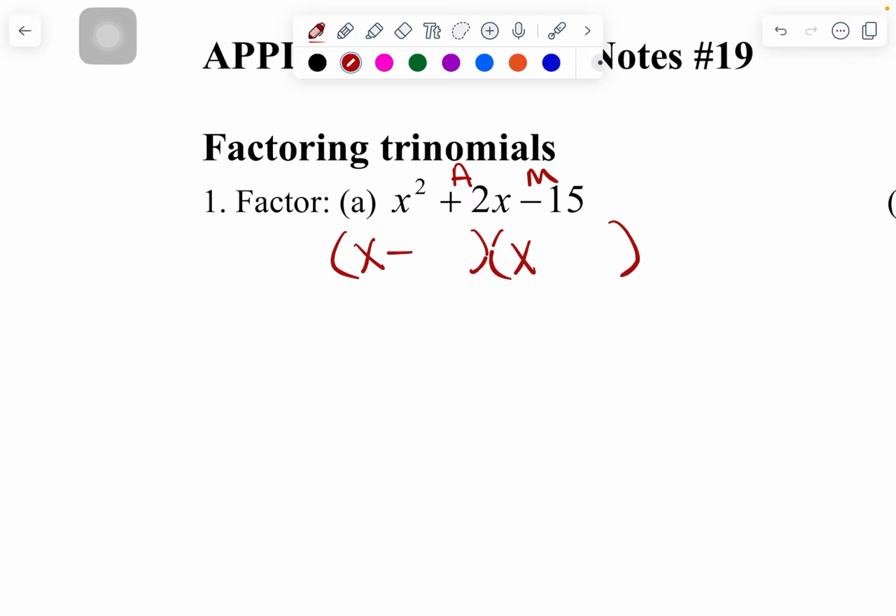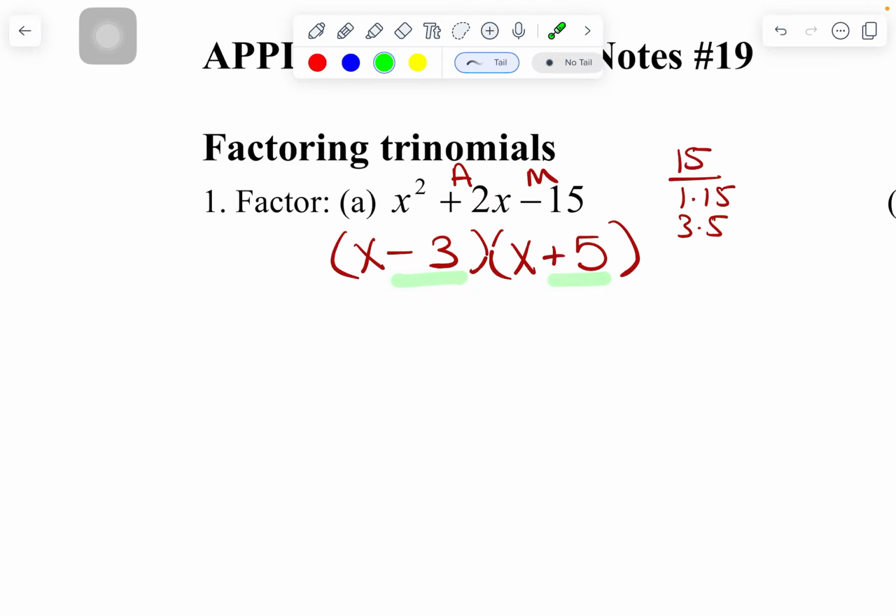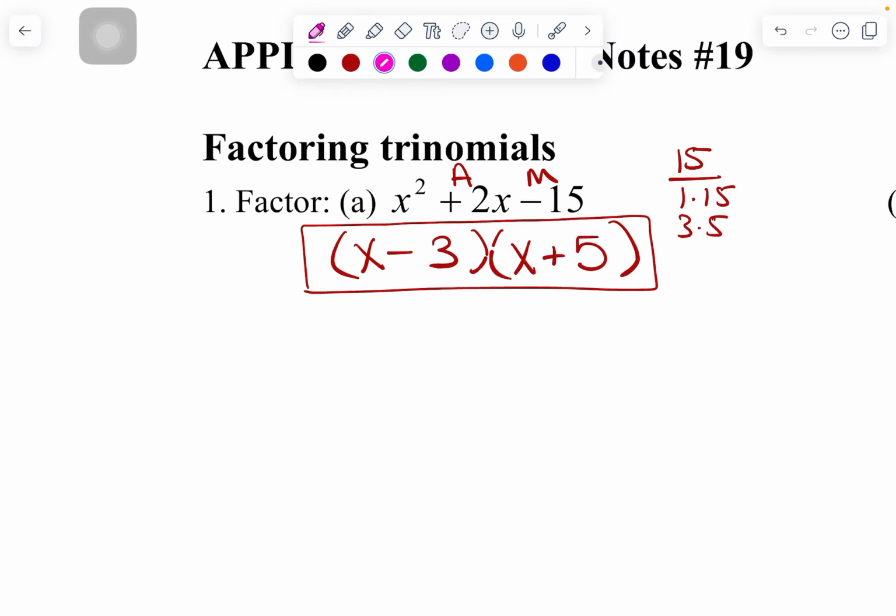So I know one of my numbers is negative. I know one of my numbers is positive. And then to figure out what actually does work, if you want to, off to the side, you could list out those things that do multiply to 15. So 1 times 15, 3 times 5, and that's it. There's not too many options here. And that 3 and that 5 are absolutely going to make me a positive 2. So if I take negative 3 times a positive 5, that gets me a negative 15. And if I take negative 3 plus 5, that gets me a positive 2. So those are my factors for part A.